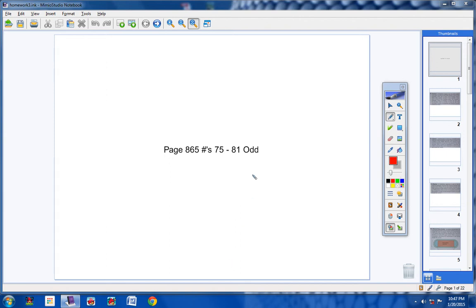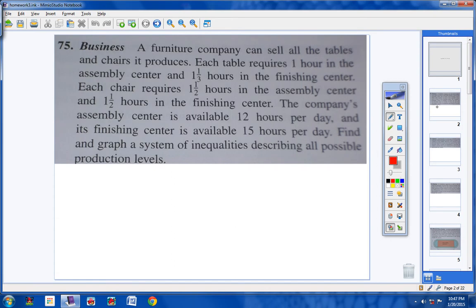Video, page 867, numbers 75 through 81, odd. Let's go ahead and get started with the homework. Here we go. There's the first problem. And let me get out a sheet of paper here. Just give me 1 second. I have these worked out ahead of time, written down.